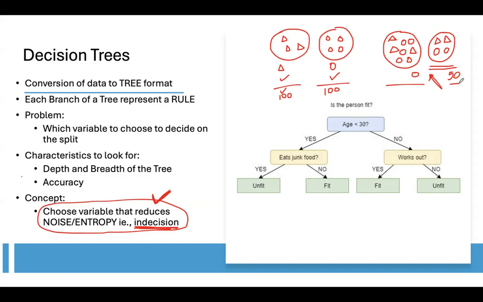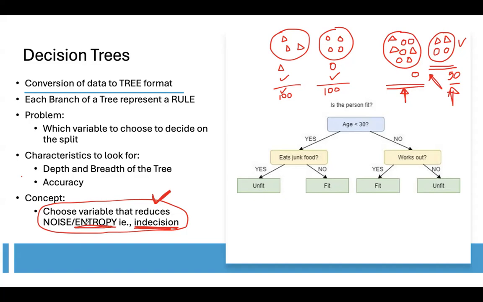So out of these four different scenarios, there are two scenarios in which I am 100% sure about the label of the basket. There is one scenario in which I am absolutely not sure, which is this scenario. And there is one scenario in which I am relatively sure because of the majority of the circles. I can say that because of the majority of circles, this basket belongs to circles. Now, this is what we call identifying the noise in the system, or we use the term entropy.